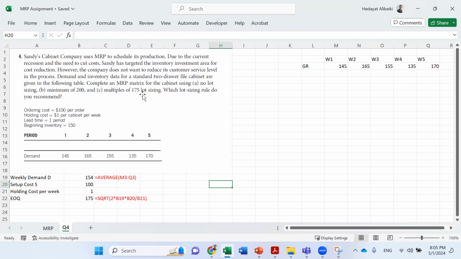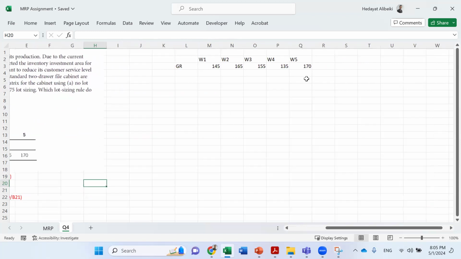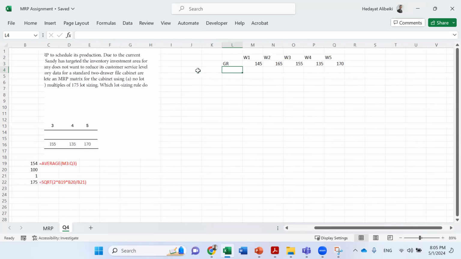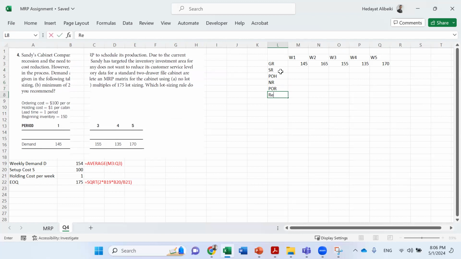So let's just do EOQ now. Let's just do lot for lot and EOQ and then do the cost calculation. We have about 10 minutes. Gross requirement, and then what else? Scheduled receipt. Do we have any scheduled receipt? Projected on hand. What else? Net requirement. Planned order receipt, planned order release.